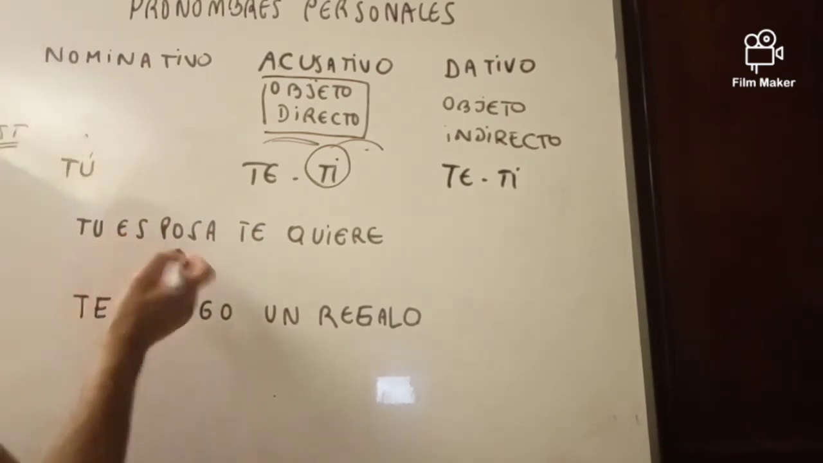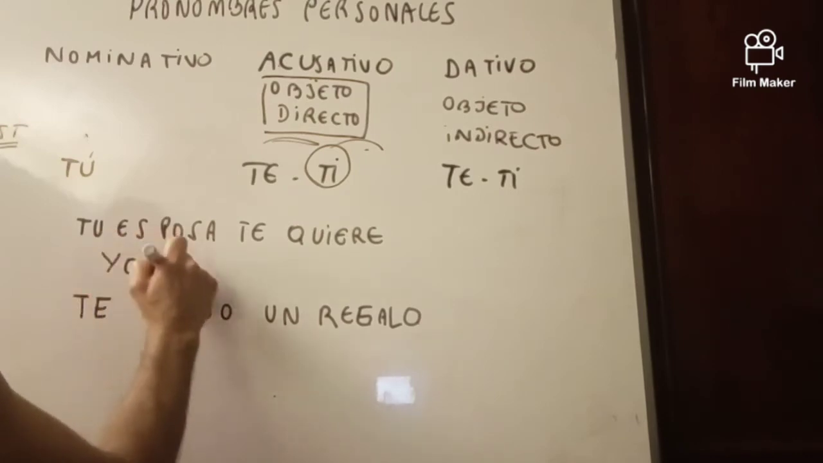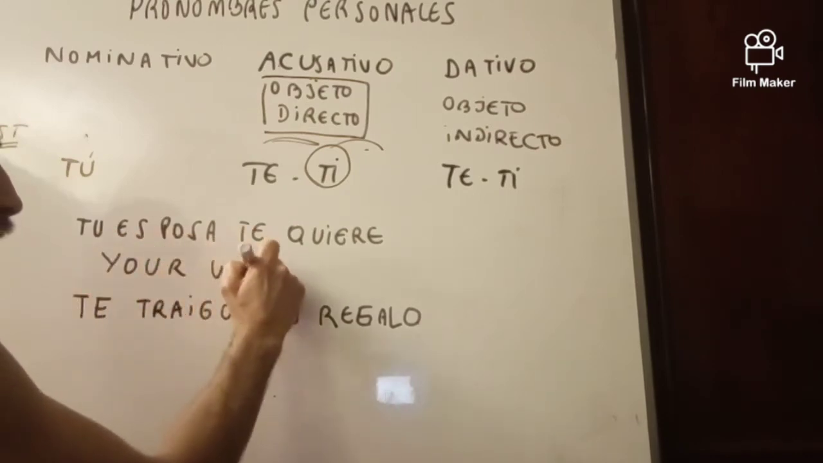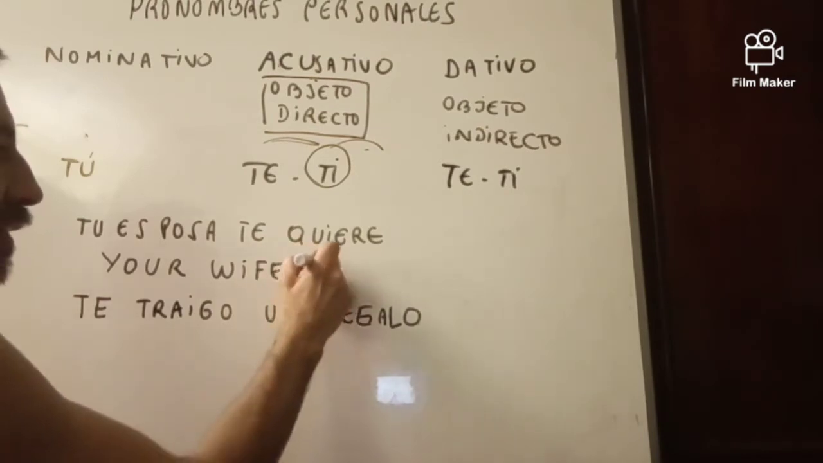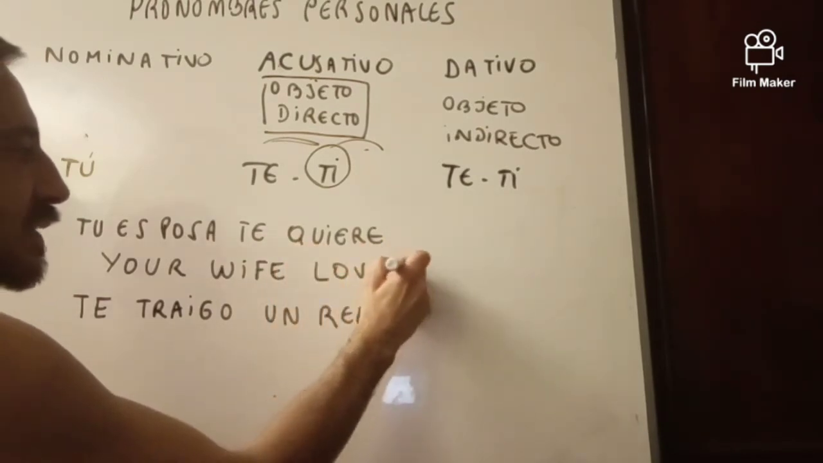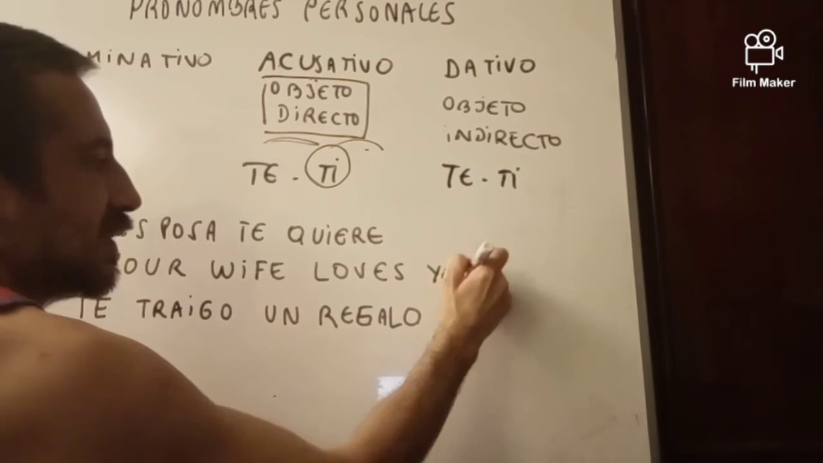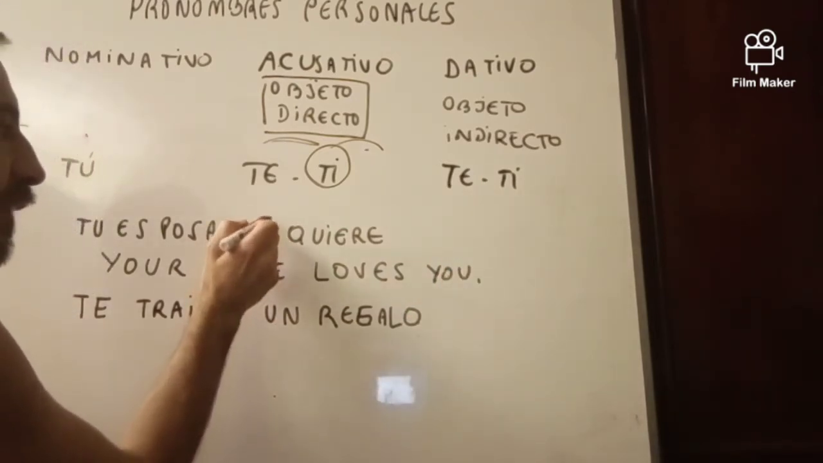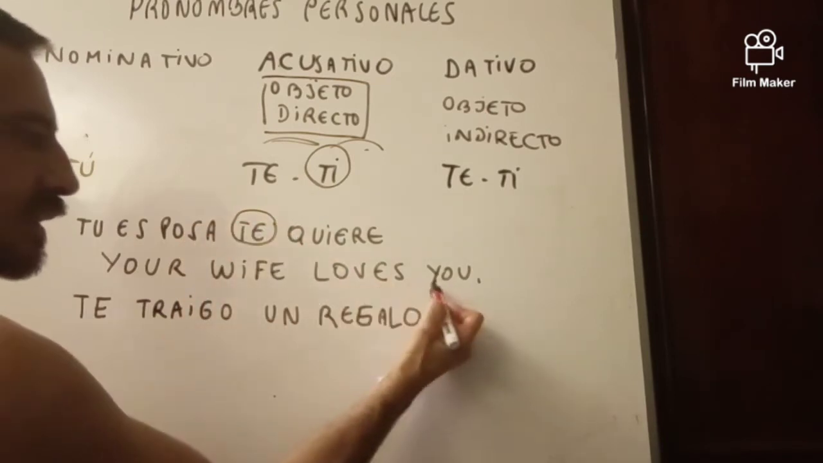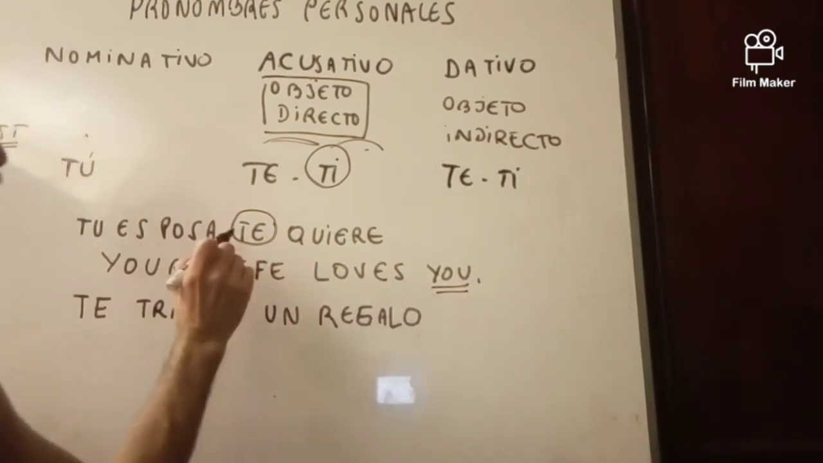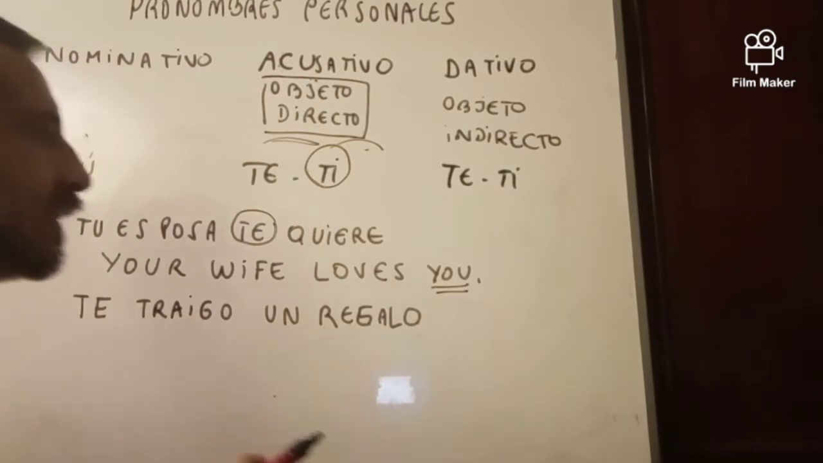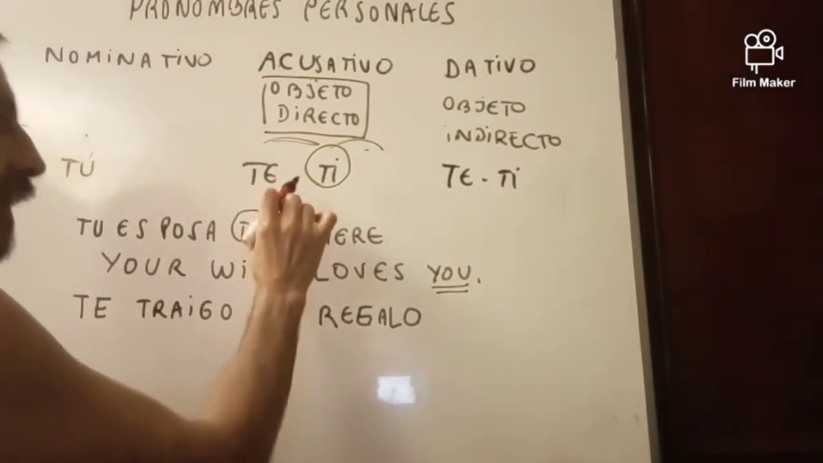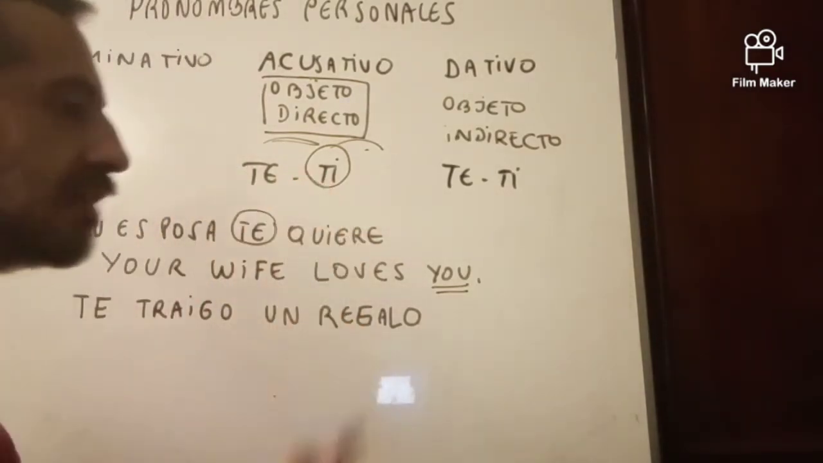If you remember, tu esposa, your wife, te quiere, loves you. As you can see, we put the object pronoun before the verb, not after the verb as in English. Tu esposa te quiere. We can also say, tu esposa te quiere a ti.